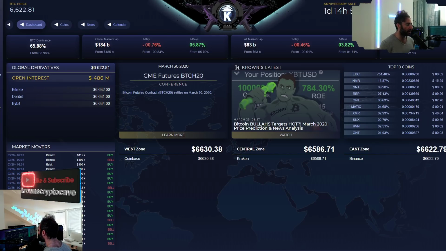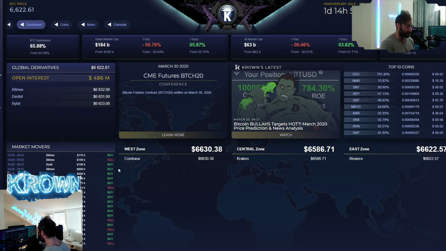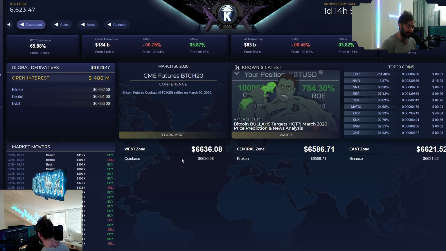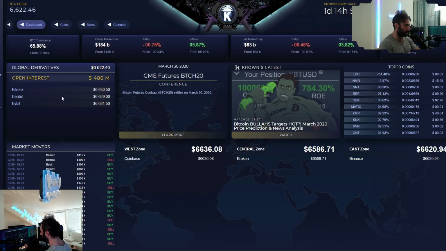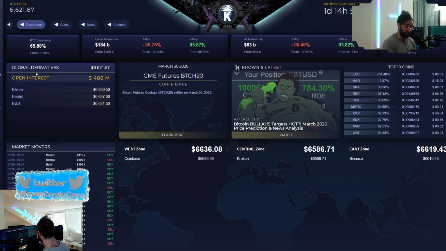Anyways, we are right now looking at the Krown Trading application right here, which can be found for 100% free at app.krowntrading.net. And we'll be referencing a lot of the data on here, of which we will have charts coming for the more relevant underlying market dynamics, especially the open interest.